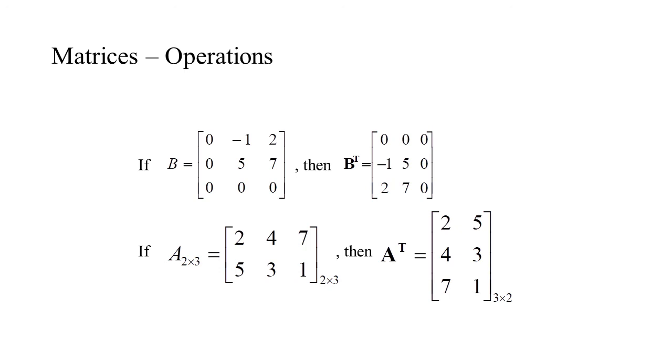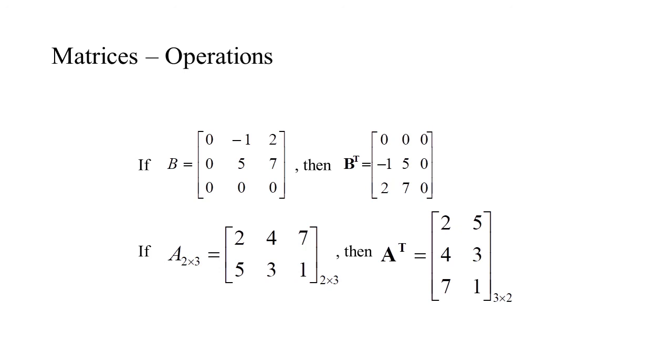If we go for the second example, the size of the matrix is 2 cross 3. They give you a matrix A equal to 2, 4, 7, 5, 3, 1. So it has 2 rows and 3 columns. Now we are going to find A transpose.